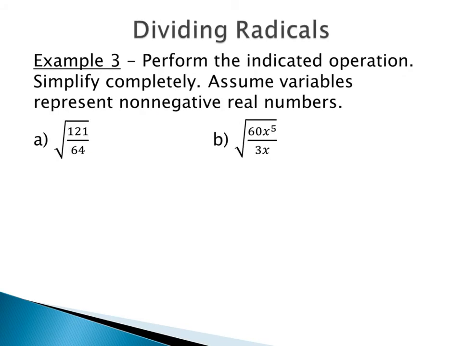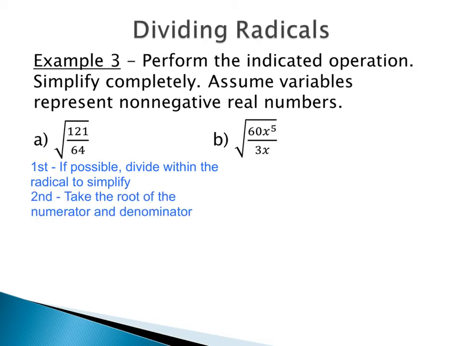So now we just want to do an example with dividing with radicals. When we have just one radical, as we can see for both of these examples, we first want to try to see if we can simplify within the radical first. If we can, wonderful. If we can't, then we're going to need to take the root of the numerator and the denominator. So for part A, we have the square root of 121 over 64.